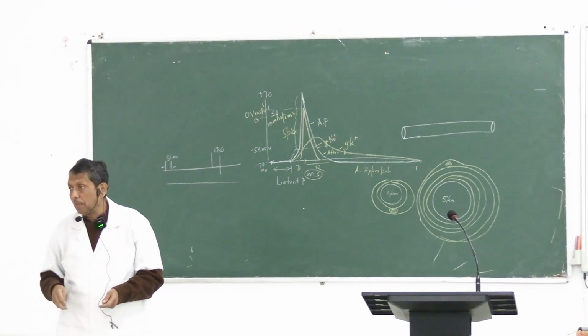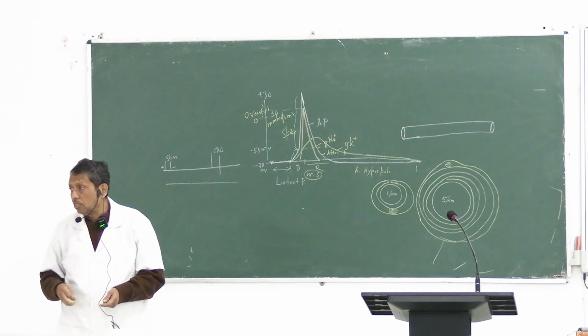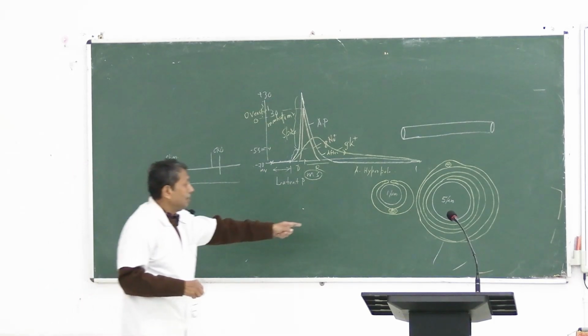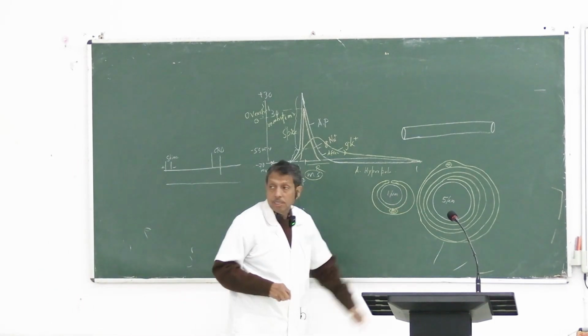So there will be wrappings, that is myelinated. A single cell is wrapping. In case of the peripheral nervous system, a single cell.